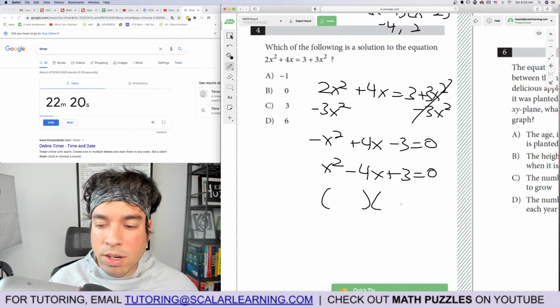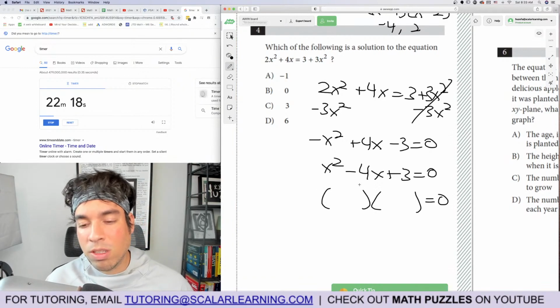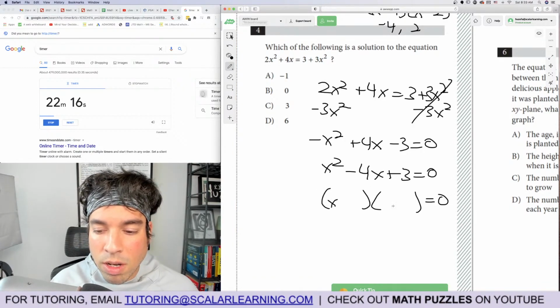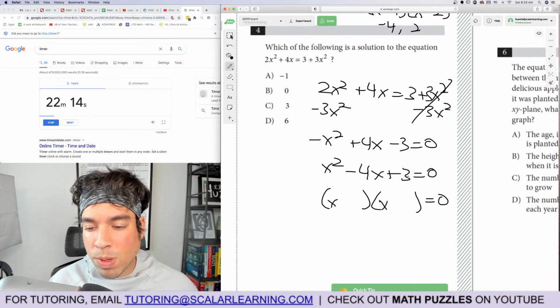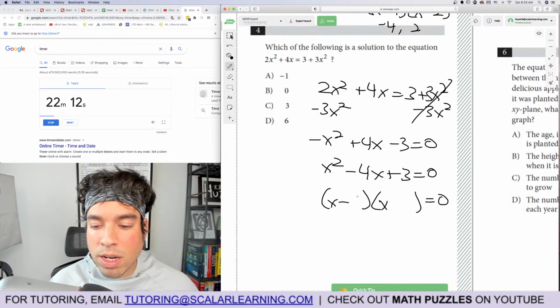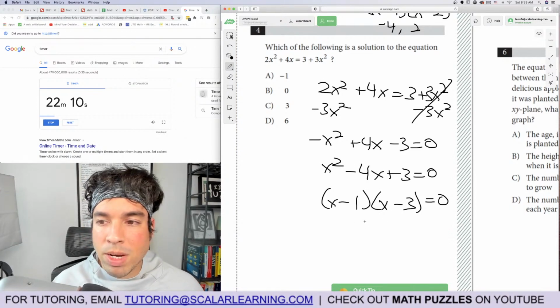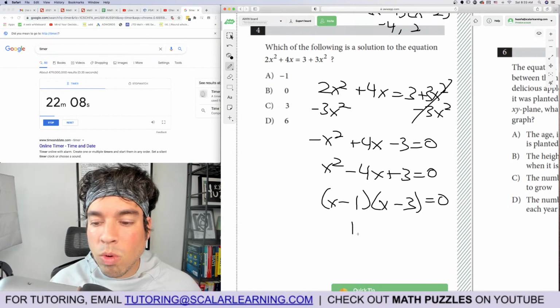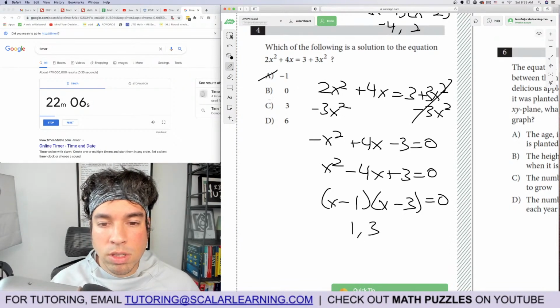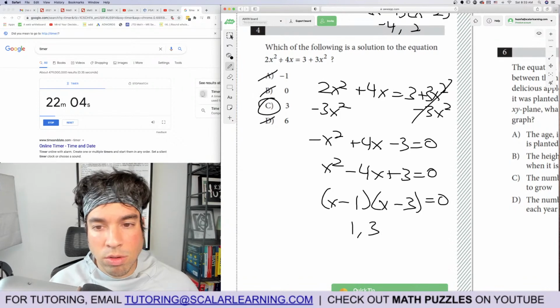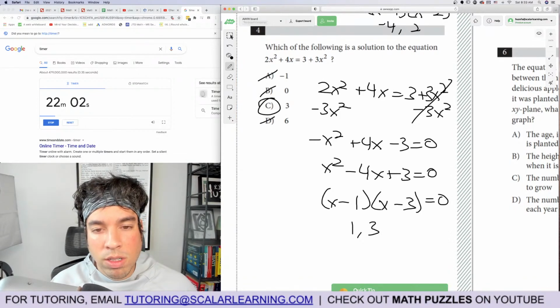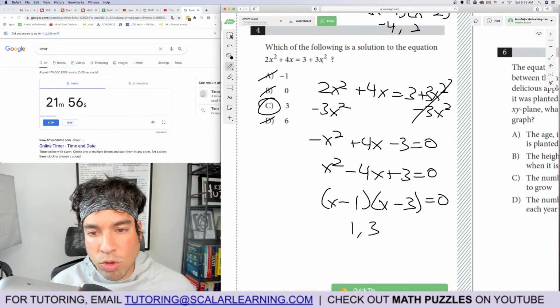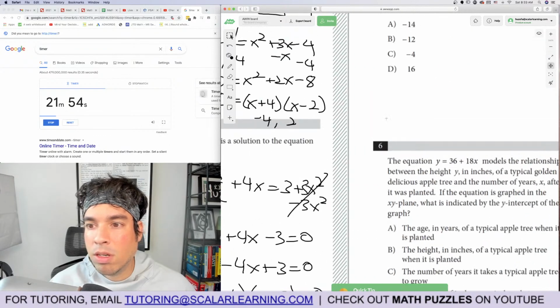Now I'll see if I can factor this, always, because usually it should be, especially in the earlier problems, and it's perfect. What multiplies to positive 3 and adds to negative 4? Negative 1, negative 3. My solutions are 1 or 3. I don't see a 1, but I do see a 3. Now let's double check. 3 squared is 9 times 2 is 18, plus 12 is 30. Here we got 3 squared is 9 times 3 is 27, plus 3 is 30. Boom, done. Number 5.